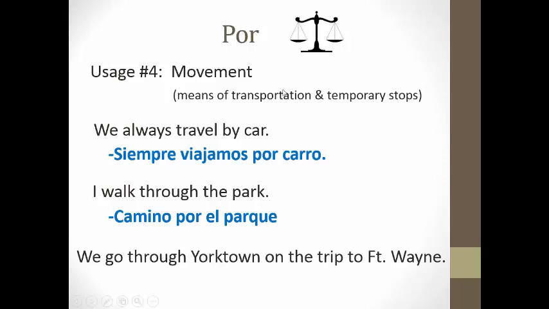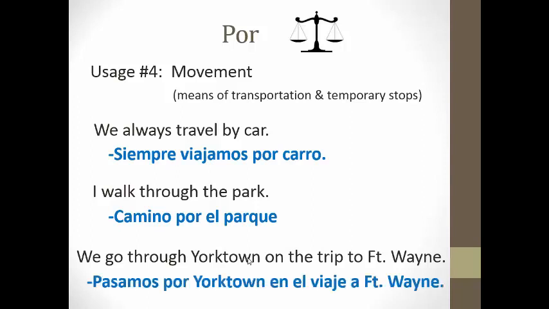The third one, movement, but talking about temporary stops. Okay, so this is a good one for traveling. Look at my sentence here. We go through Yorktown on the trip to Fort Wayne. So it's not our final destination, so we can't use para, okay? Destination goes with para. But if it's just a temporary stop, somewhere we're going to swing in real quick, okay? Or like with a flight, if you had a delay, a layover, this would be where you'd use por, okay? So to say this, you would say pasamos por, kind of like saying we passed through, Yorktown en el viaje a Fort Wayne.